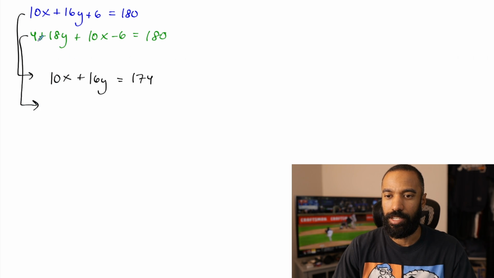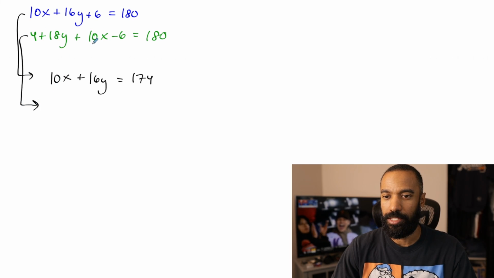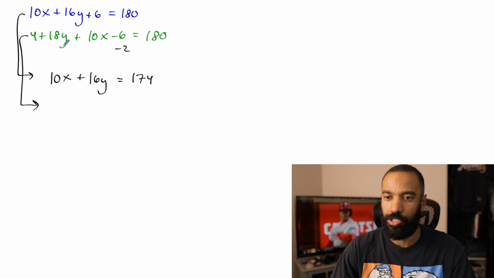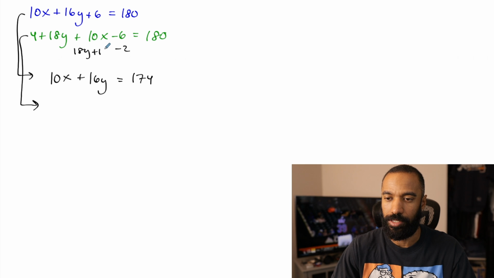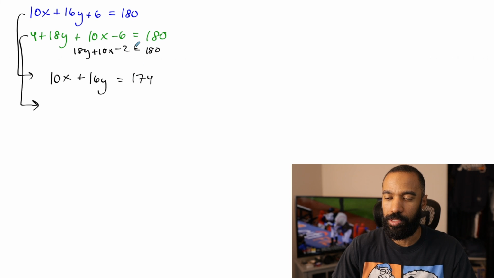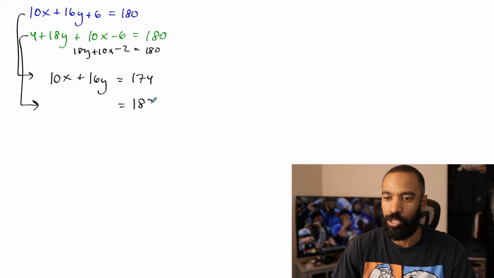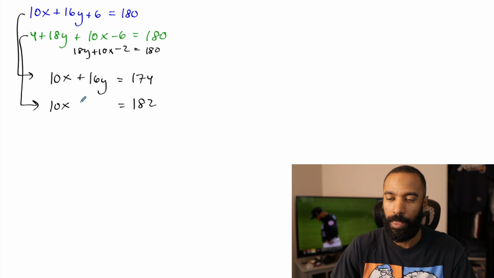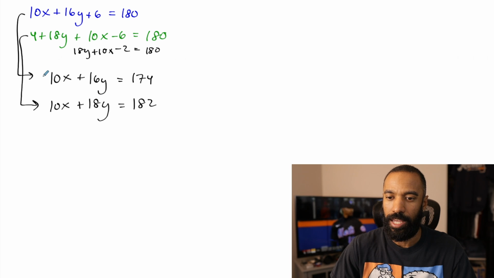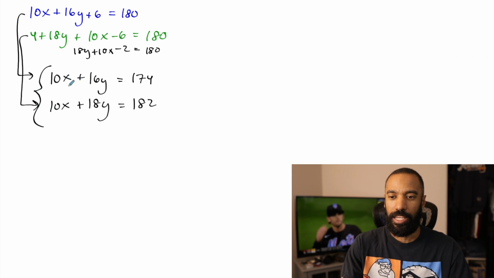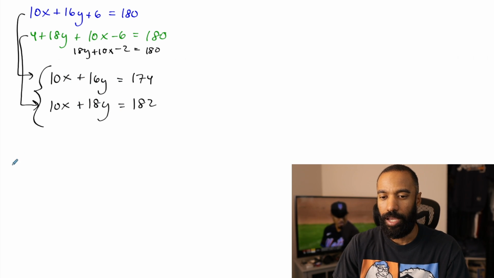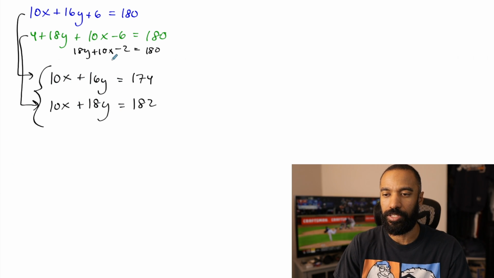And then right here, same thing, all even numbers. I can combine some things, and I'll get 4 minus 6 is negative 2. So I have 18y plus 10x minus 2 equals 180. If I add 2 to both sides over here, I'll get 182. And if I rewrite this with the x term first, I'll get 10x plus 18y equals 182. And here's what we have is called a system of equations. It's two different bits of information in the same diagram to help solve for x and y.